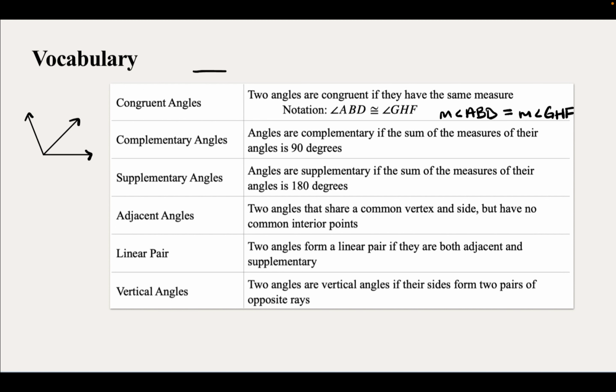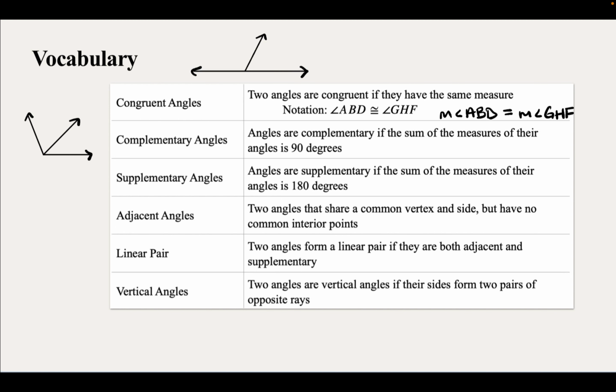A linear pair are two angles that are both adjacent and supplementary. Now, one of the only things that you're allowed to assume in geometry is that a line is straight if it looks straight. So if I've got a straight line and then another angle, these two angles are adjacent. They form a straight line, which means they have to be supplementary.